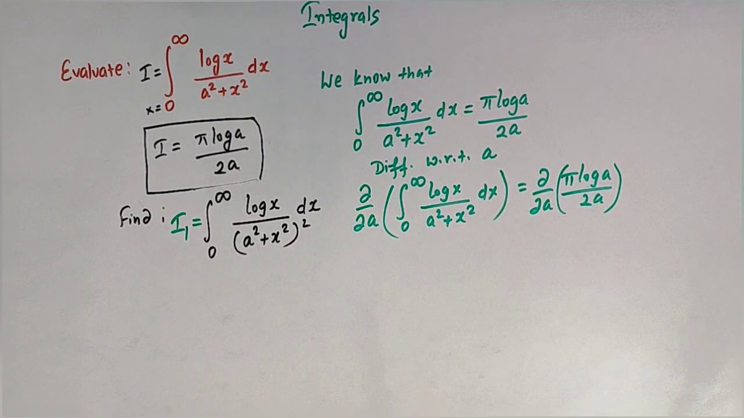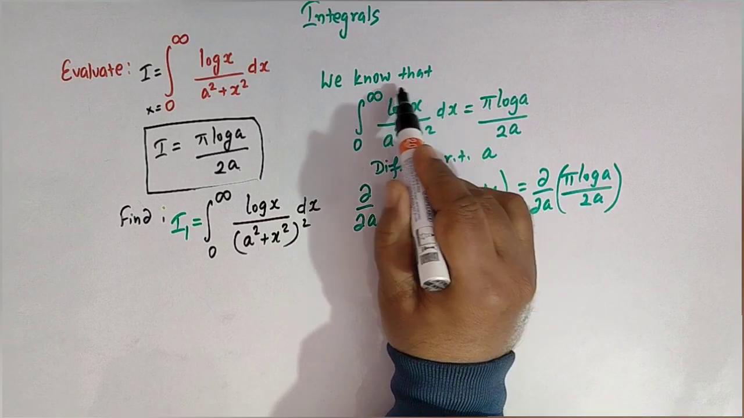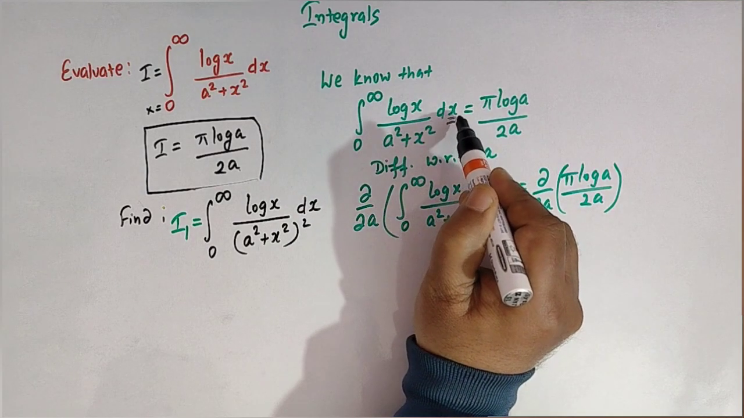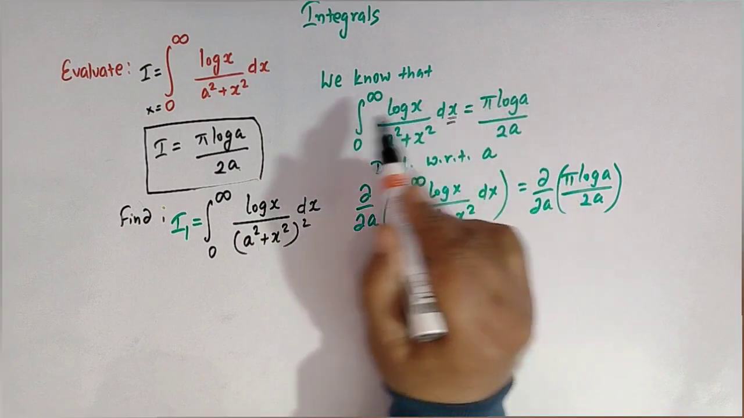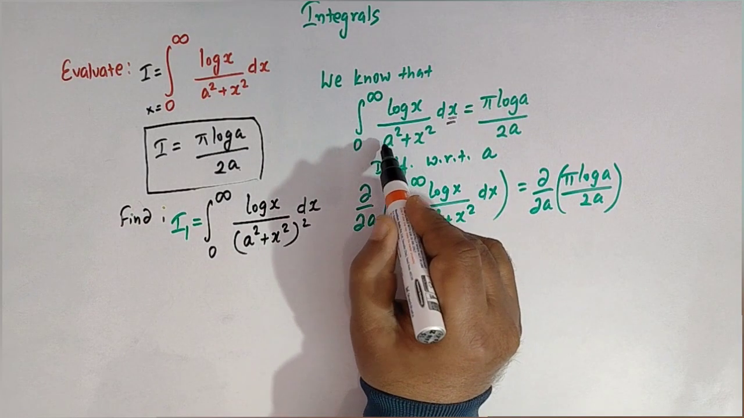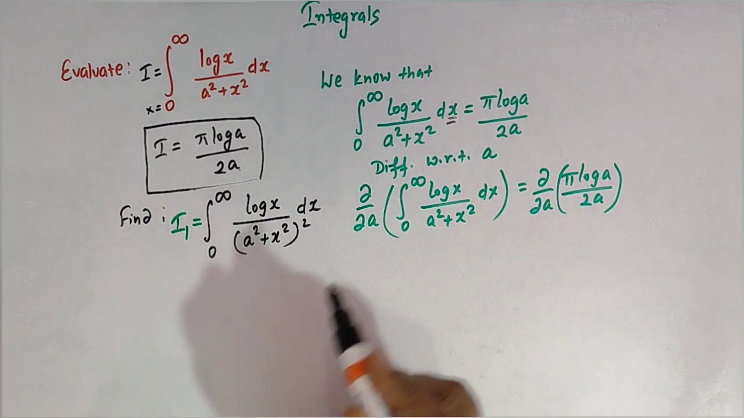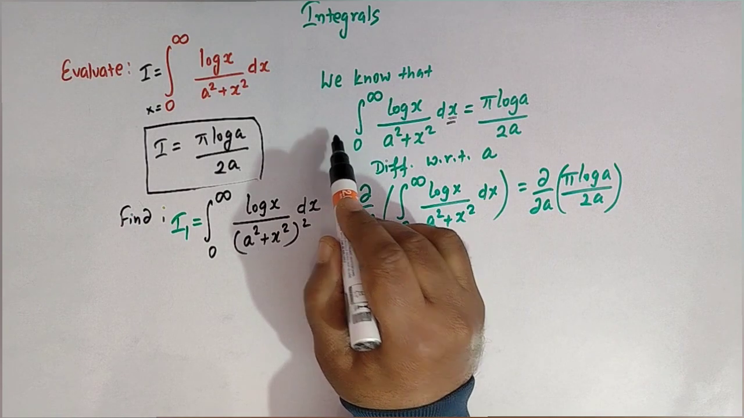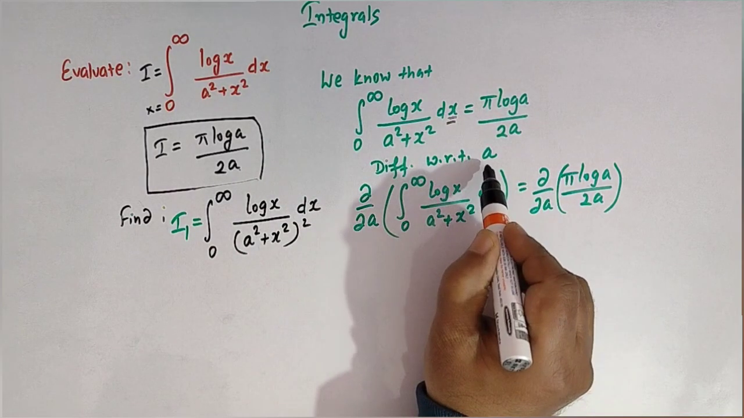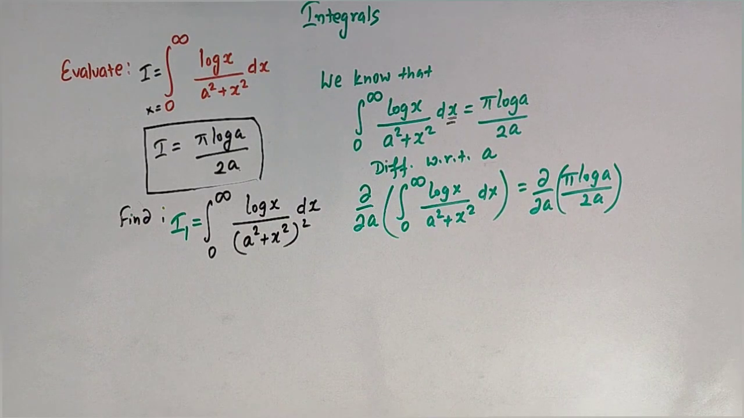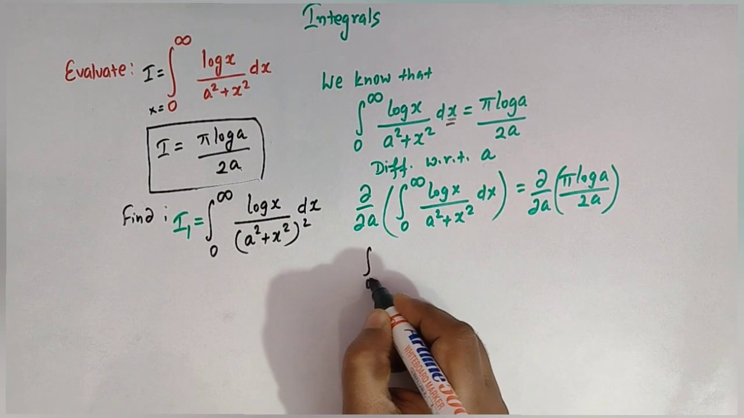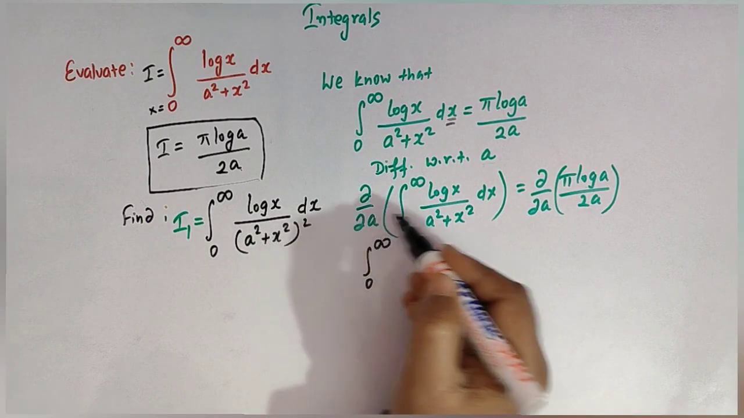So here we are using the concept of differentiating an integral with respect to some variable. If we take this integral, the variable is x, but when we differentiate both sides, we'll consider a as the variable and x as the constant. So it implies that we are differentiating both sides partially with respect to the variable a.